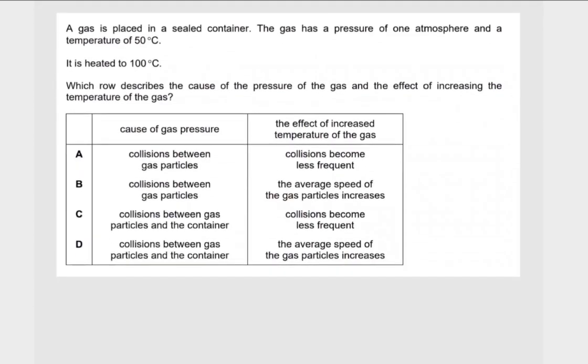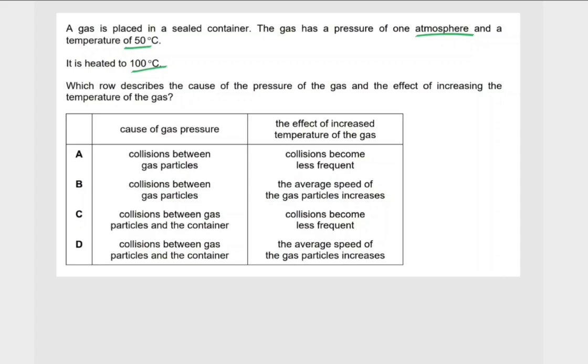A gas is placed in a sealed container. The gas has a pressure of 1 atmosphere and a temperature of 50 degrees Celsius. It is heated to 100 degrees Celsius. Which row describes the cause of the pressure of the gas and the effect of increasing temperature of the gas?